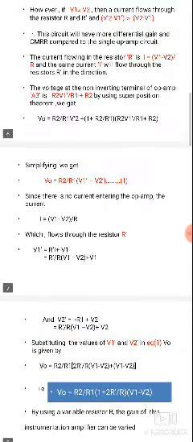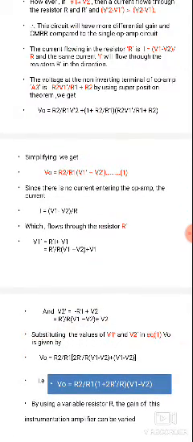Next, V2 dash is equal to minus R2 dash I plus V2. Here also, minus R dash I, and in place of I we can write V1 minus V2 by R. So V2 dash is minus R dash by R into V1 minus V2 plus V2.